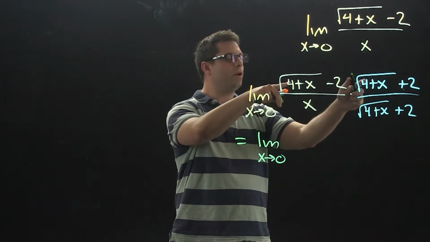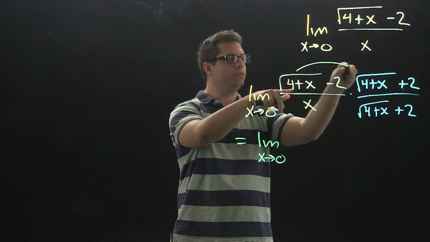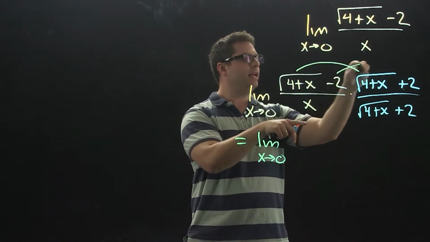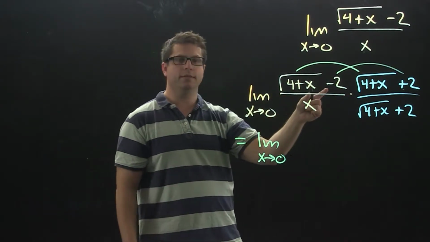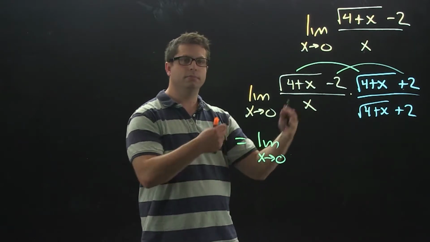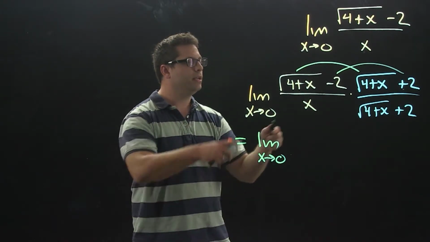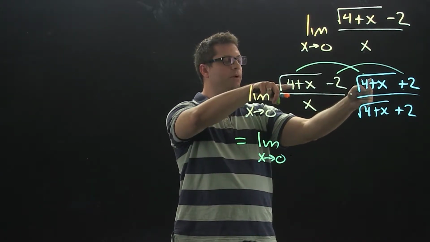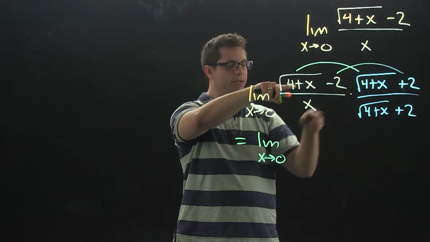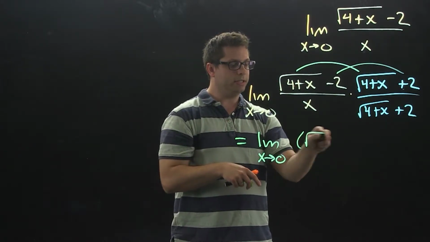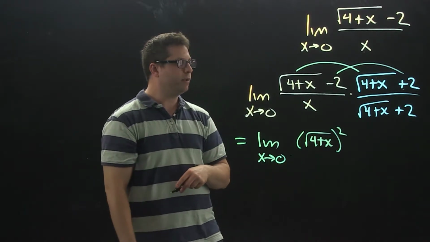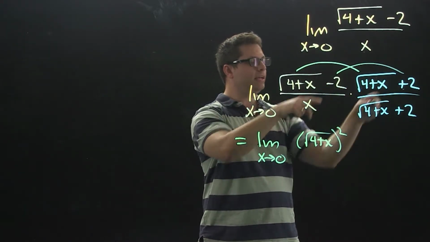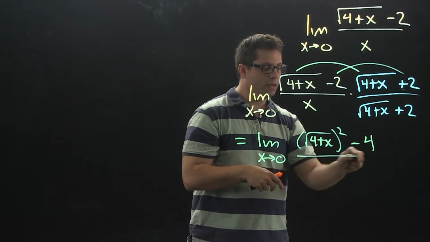All right, so when you multiply by the conjugates, the only thing you have to do is multiply the first two together and the last two. If you FOIL it out, you'll see that the two middle terms will cancel. This is the good thing about multiplying by a conjugate. When I multiply the square root of 4 plus x times another square root of 4 plus x, you're going to get the square root of 4 plus x squared. And then when you multiply the last two, you're going to get minus 4.